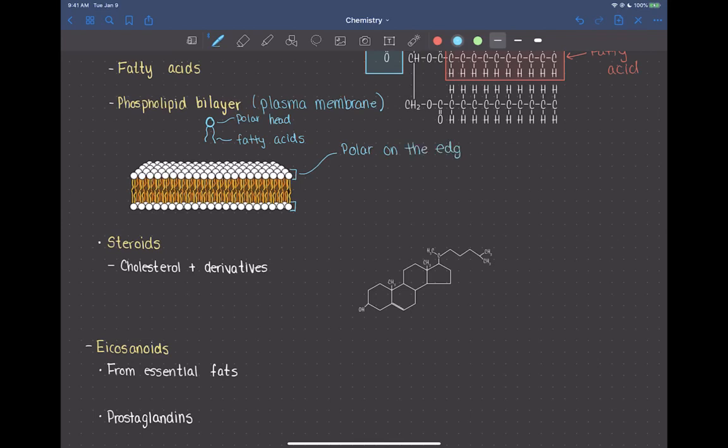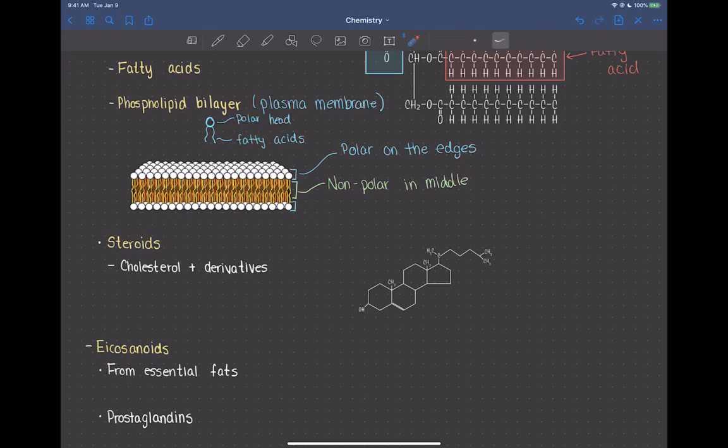All right, and then you have this central core here, that is non-polar in the middle. Okay, and so that actually is going to help to make that barrier for our cells. And we're going to talk about the cells in another chapter. But it helps to make that barrier for the cells in the middle.